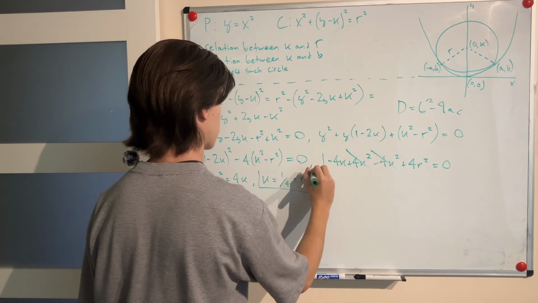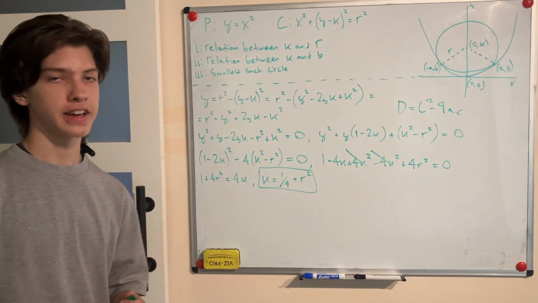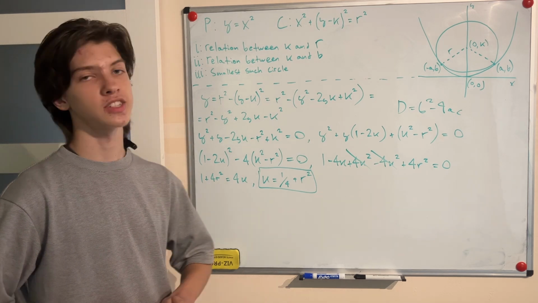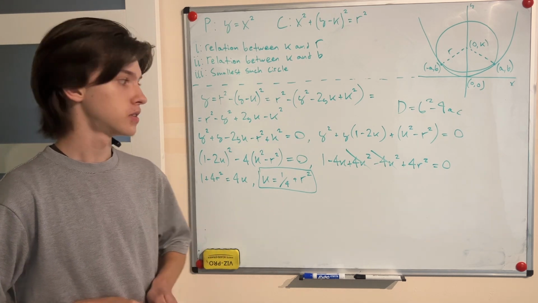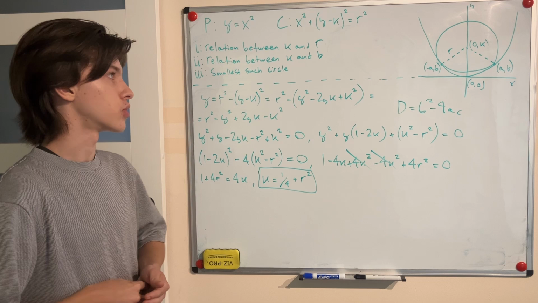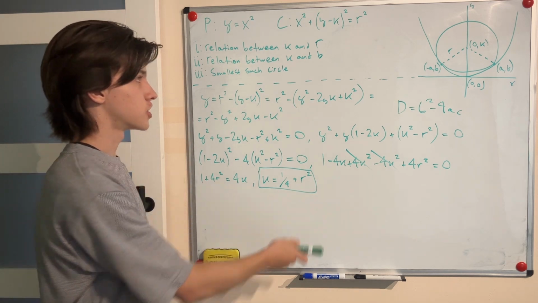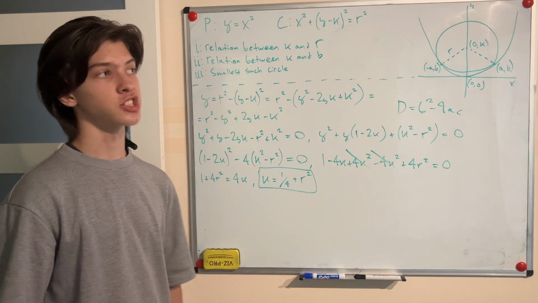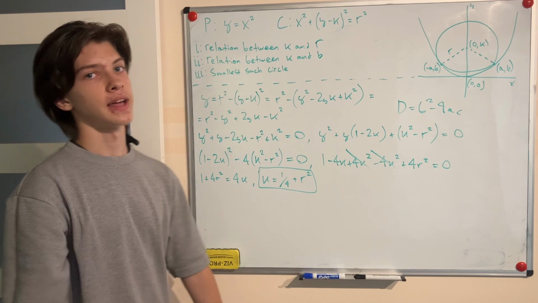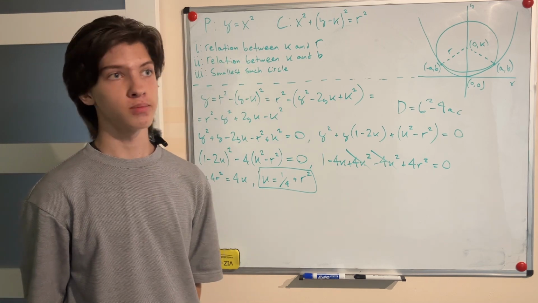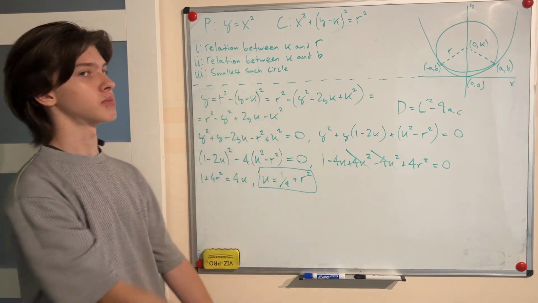And this is our relation between k and r, where k is the height of the center of the circle, its y-coordinate, and r is the radius of that circle. And this relation satisfies a circle which is tangent to a parent parabola at 2 points. Now we can move on to the next problem.